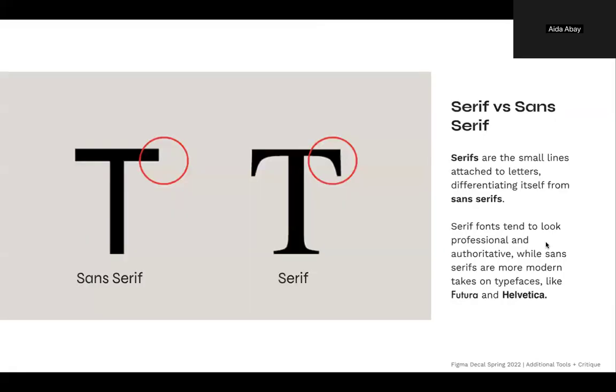And then here we have this exact example. So serif versus sans serif. Serifs are the small lines attached to letters, and that differentiates it from sans serif. Sans serif is straight, and then serif has the little bend on the corner, which is a really nice detail to look for when you're going further within your designs.